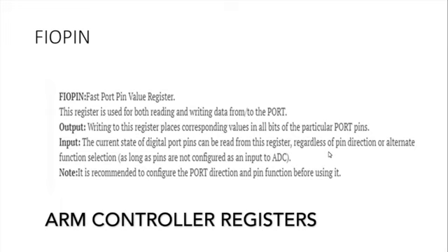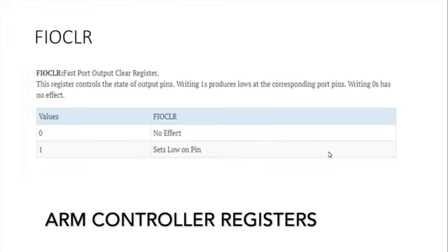Next register is FIOPIN, which stands for Fast Port Pin Value Register. This register is used for both reading and writing data from or to the port. Next is FIOCLR, which stands for Fast Port Output Clear Register. If it is set to 0, the register has no effect. If it is set to 1, it sets low on the pin.